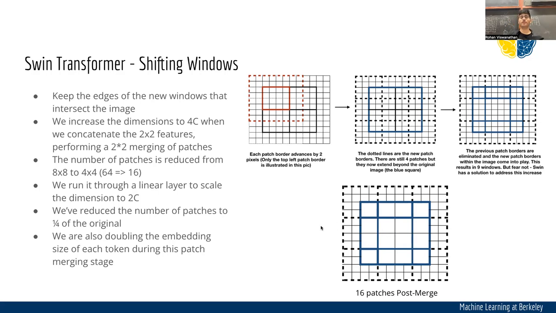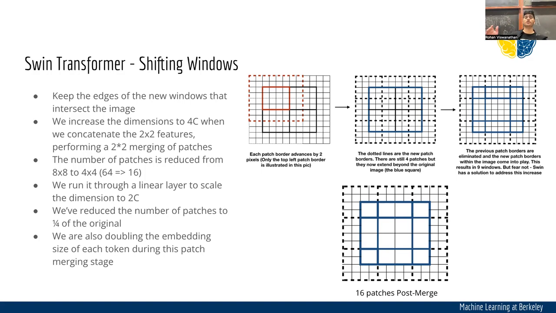So now, in the shifted window phase, we're resizing our patches by combining these features. This reduces the number of patches from 8x8 that we had before to now 4x4. This reduces the total number of elements from 64 to 16, so we're reducing our dimensionality by a factor of 4. However, because we're reducing each component, height and width, by a factor of 2, we also want to scale our depth, our C dimension, by 2.